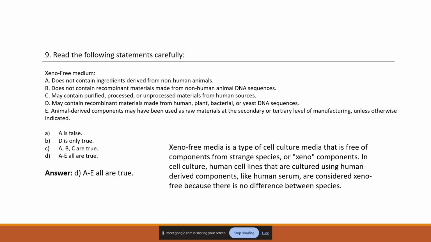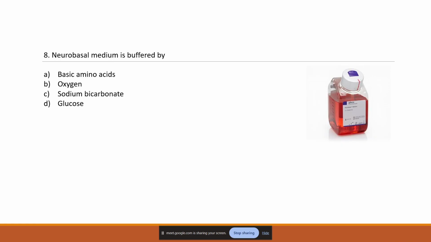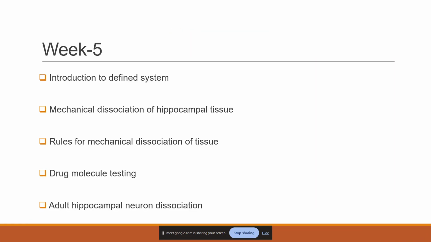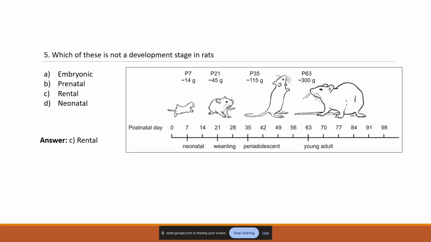Okay, so xeno-free media is nothing but when you do something completely using components related to the same species which you're culturing. It's a culture media, right? Xeno means species specific. So when you're culturing human cells, we use many components like your media. Maybe it's in your previous assignments.